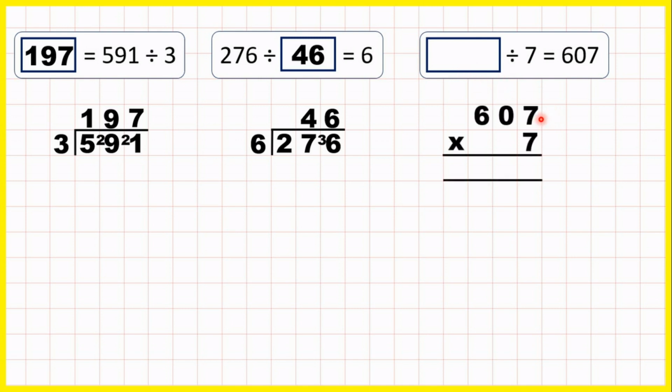So we can use short multiplication. 7 times 7 is 49. 0 times 7 is 0, plus 4 is 4. And 6 times 7 is 42. So our answer, our missing number, is 4,249.